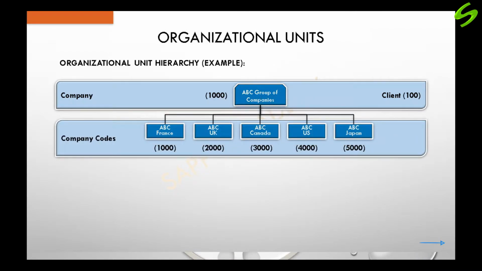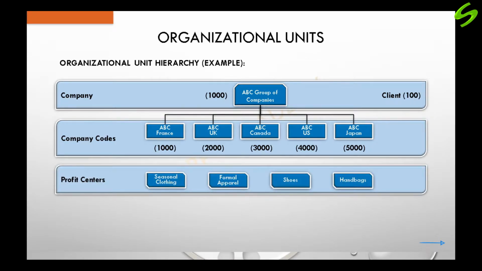And under this company, we have 5 company codes, and these 5 company codes are located in different countries: France, UK, Canada, US, and Japan. And all these company codes have a 4-digit key. For France, 1000, UK 2000, Canada 3000, US 4000, Japan 5000.